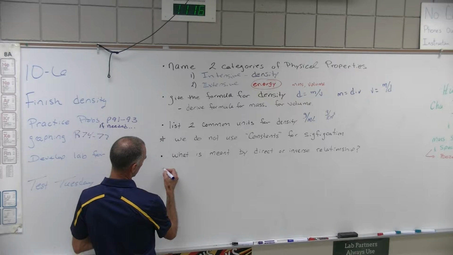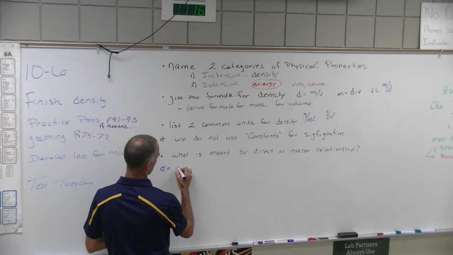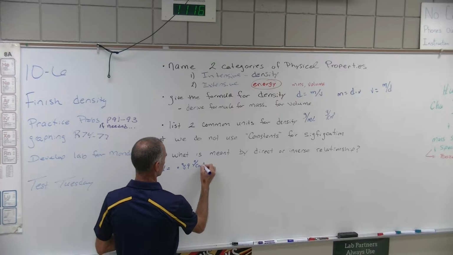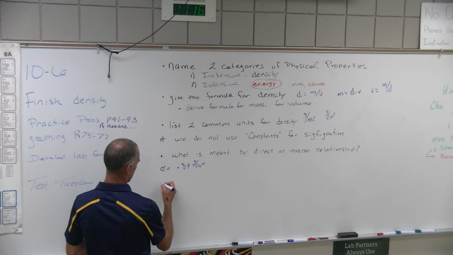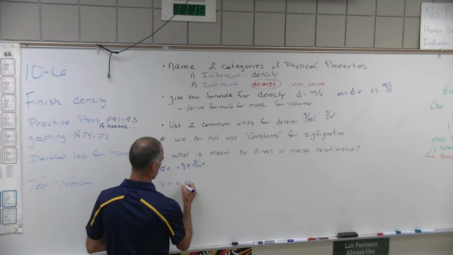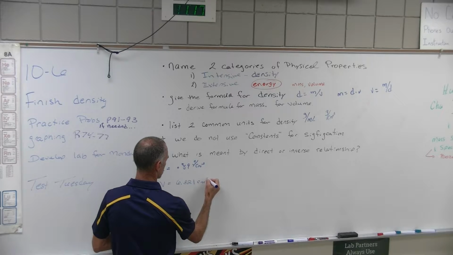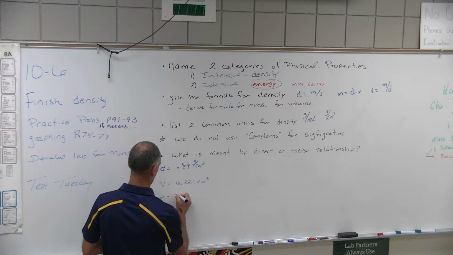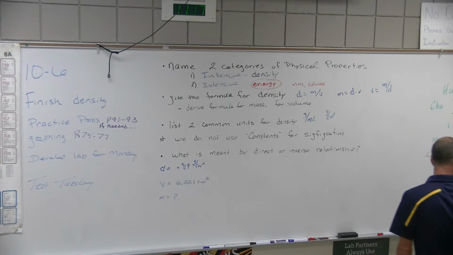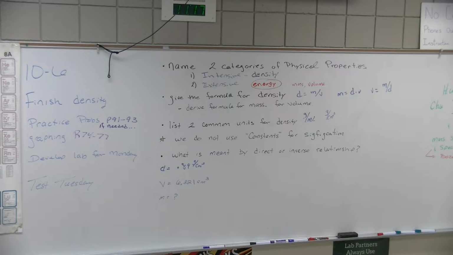Let's say that we have density given to us, and it's going to be 0.89 grams per centimeters cubed. Go ahead and write this down and work on it. And let's say that we have a volume of 6.321 centimeters cubed. And I want to know what the mass is going to be. Okay, so I'm giving you a couple of variables there. Go ahead and calculate it out. Apply your sig figs that we talked about.